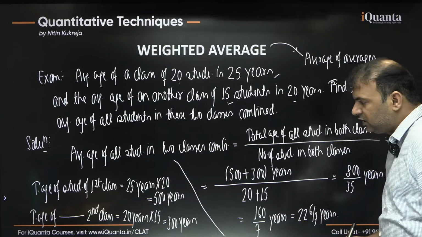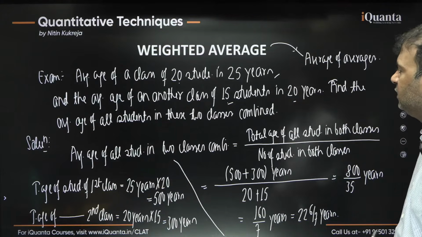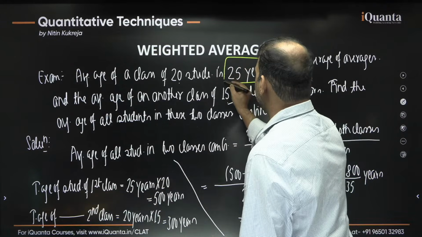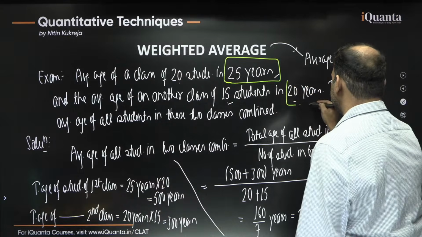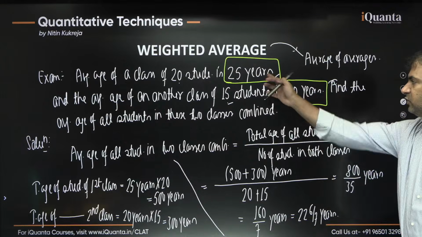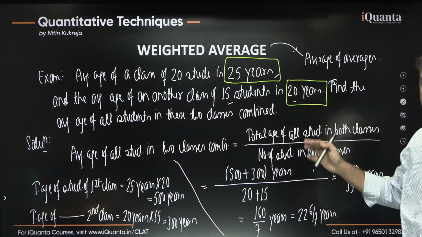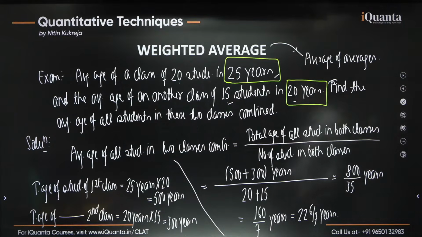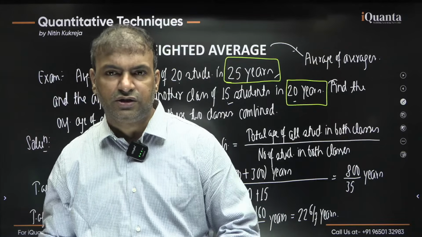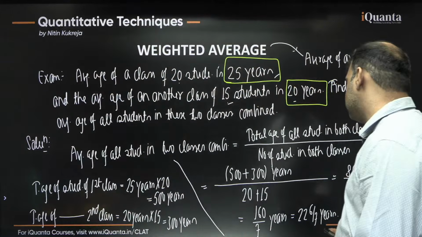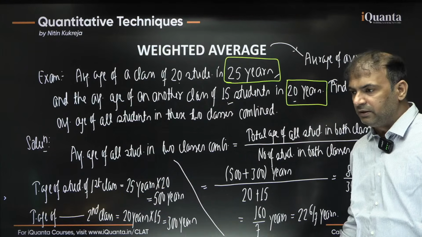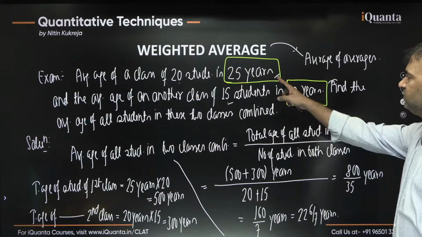So there is one more thing to understand, which is very interesting. Remember guys, the average age of the students of the first class was 25, and the average age of the students of the second class is 20. So this average, 22 and 6 by 7, is between these two numbers. That concept always works. Whenever you are finding the average of any quantity of two groups, the average will always be between the averages of the two groups. Simple, right? You can see 22 and 6 by 7 is between 20 and 25.